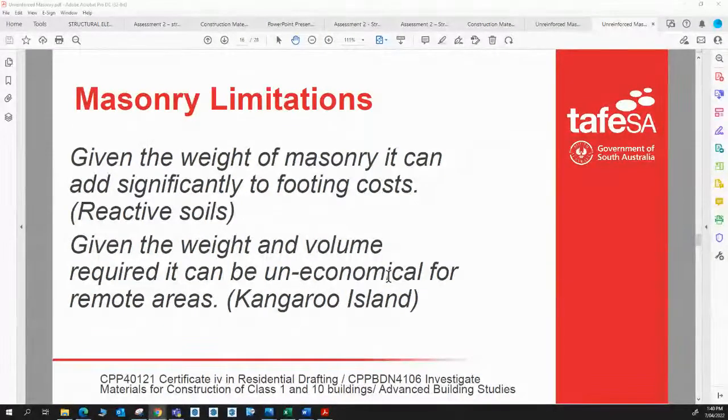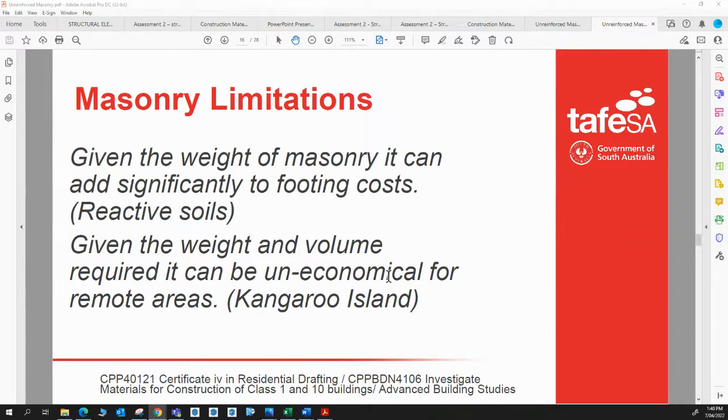So your footings do have to carry a lot of weight when it comes to brickwork, a lot more than if we're talking about those lightweight cladding products that we looked at previously in construction materials. So yes, it is heavy, and you've got to counter that. It's both heavy and inflexible, so it does mean your footings have to be significantly more substantial to carry that.